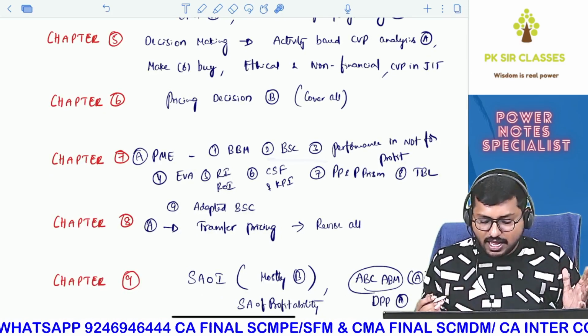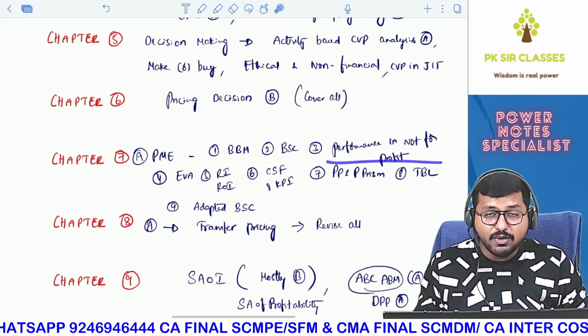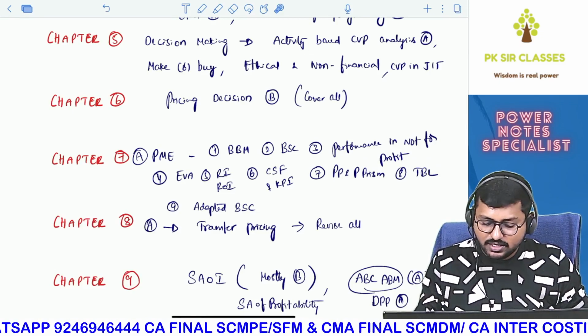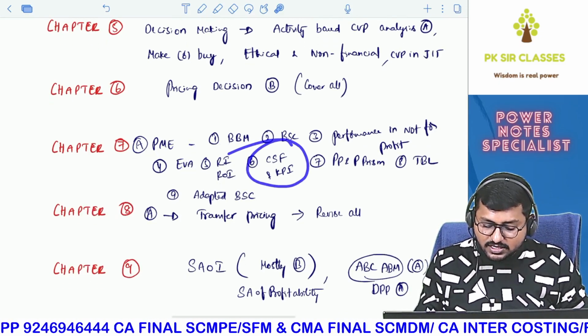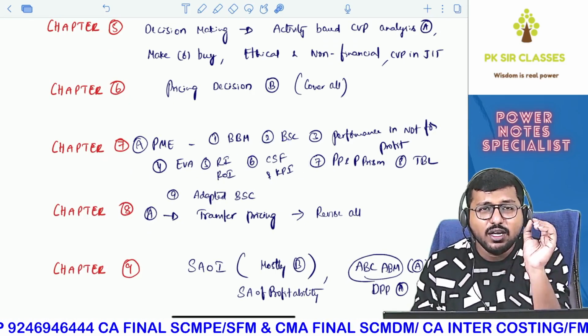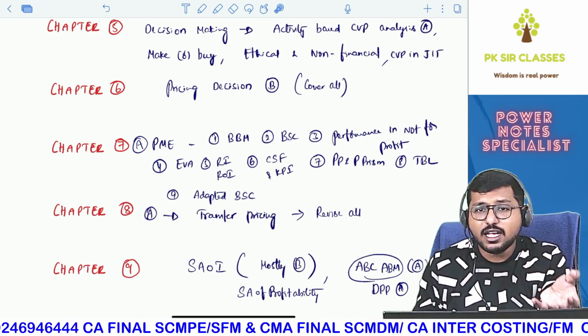Next, balanced scorecard, as usual, second priority. Third, performance for not-for-profit sector. Fourth, EVA, RI and ROI. Then CSF and KPI. In themselves, they are not important. He'll not ask you directly what is a critical success factor and a key performance indicator.